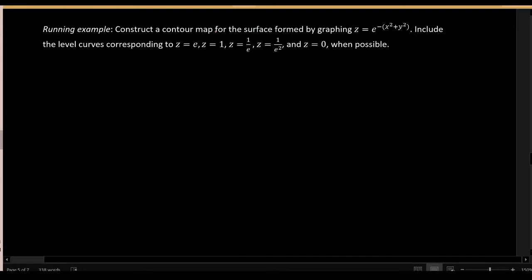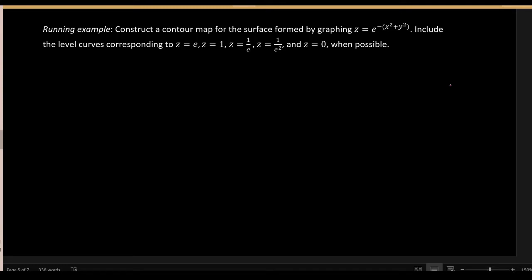Someone says construct a contour map for the surface formed by graphing z equals e to the power negative x squared plus y squared. Now, fear not. This is not one of the surfaces that should be memorized. This is not one of the canonical 3D surfaces that comes up very often. But nevertheless, let's see if we can create a contour map for this surface and construct a two-dimensional representation of that graph. Now, the question gives us some further instructions.